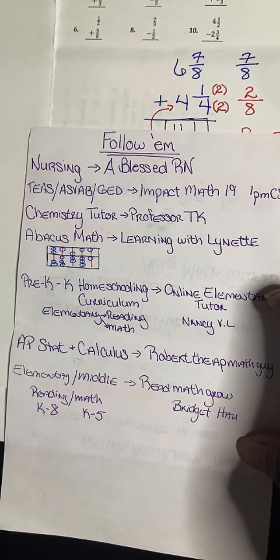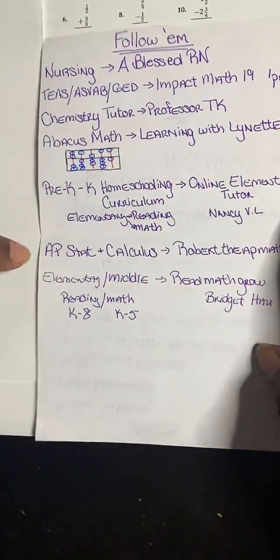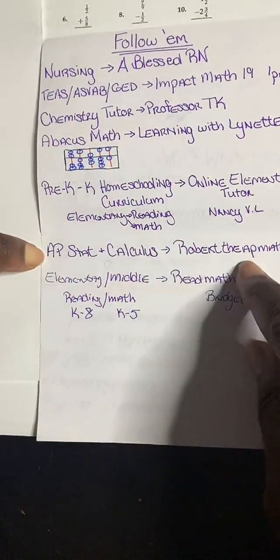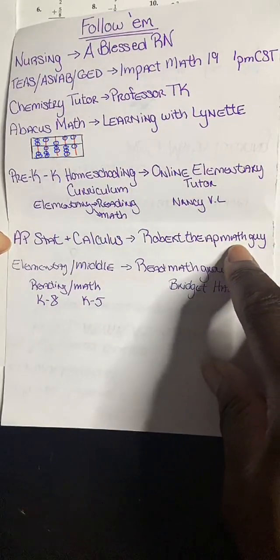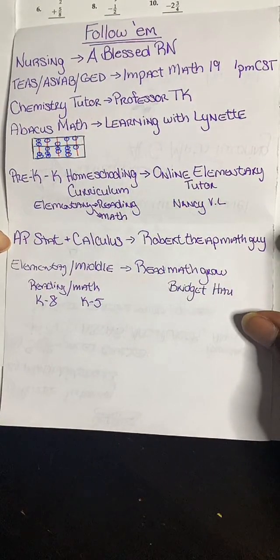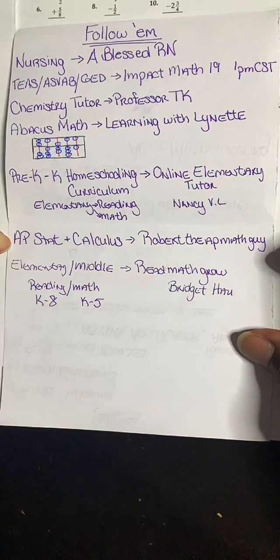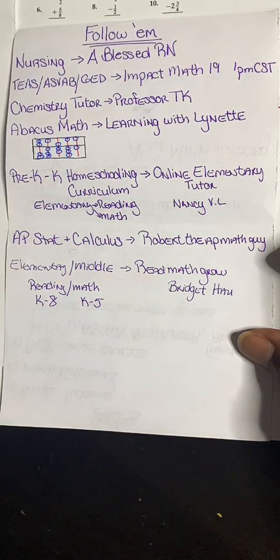Help with health and statistics. Health and statistics, you want to go with my person down here. That is Robert, the AP math guy. He knows statistics. He is my go-to guy. If anyone asks me about statistics or calculus, Calc AB, BC, all of that stuff, he's got that. So he'll be a great resource for you, Natural Girl. Okay.